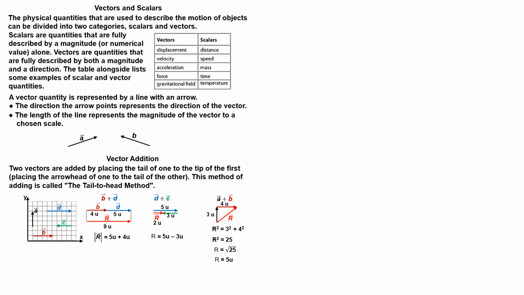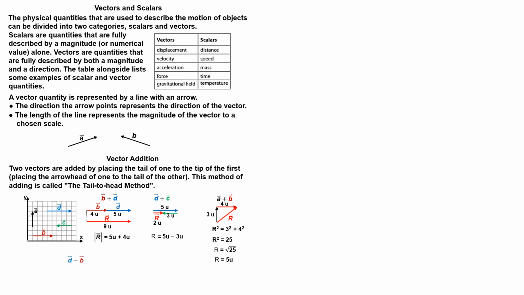Last but not least, we will see how to subtract two vectors. Subtracting one vector from another is very simple. We just reverse the direction of the vector to be subtracted and add this to the other vector.